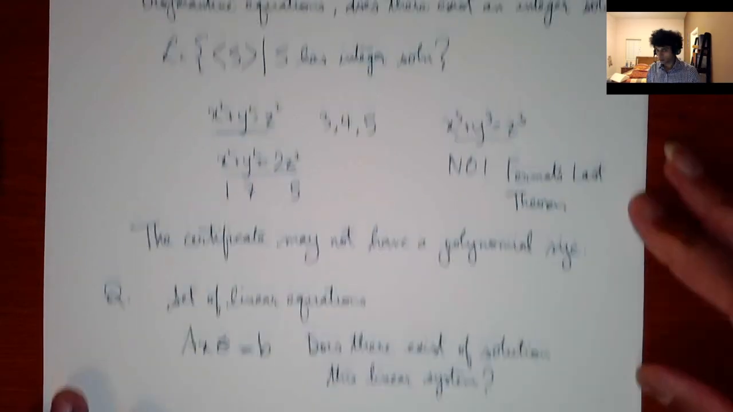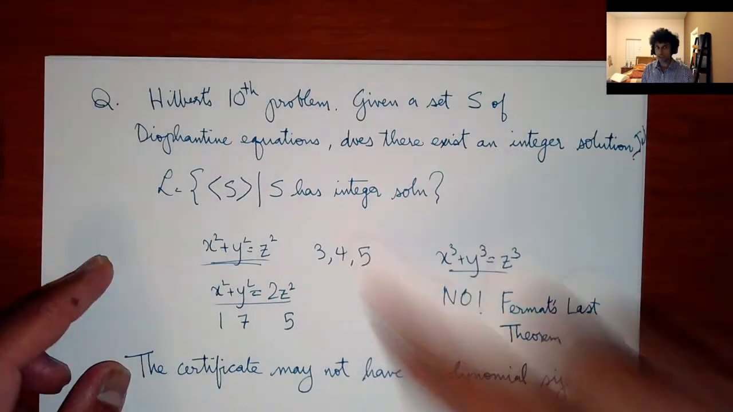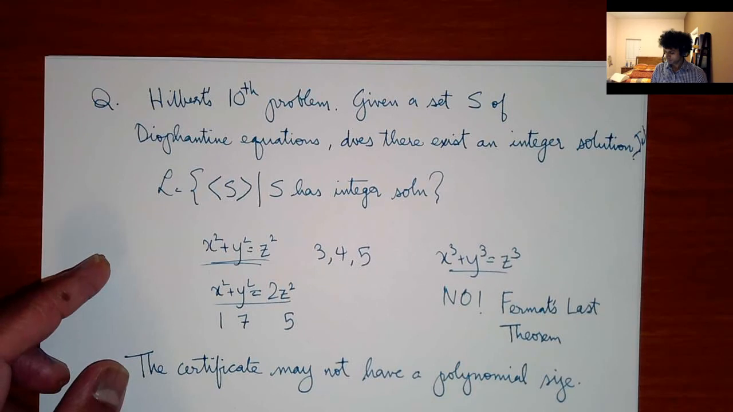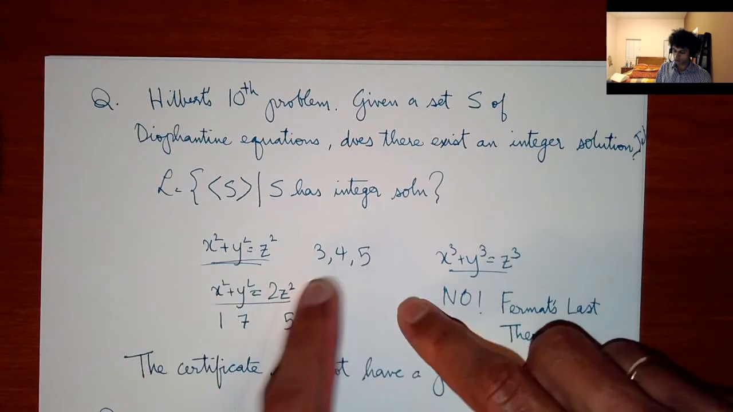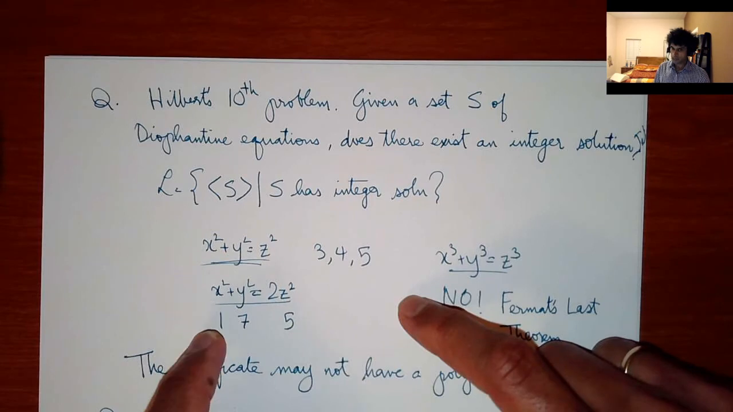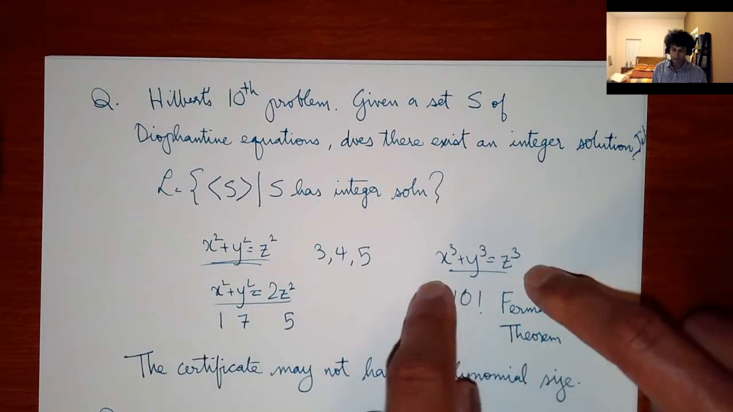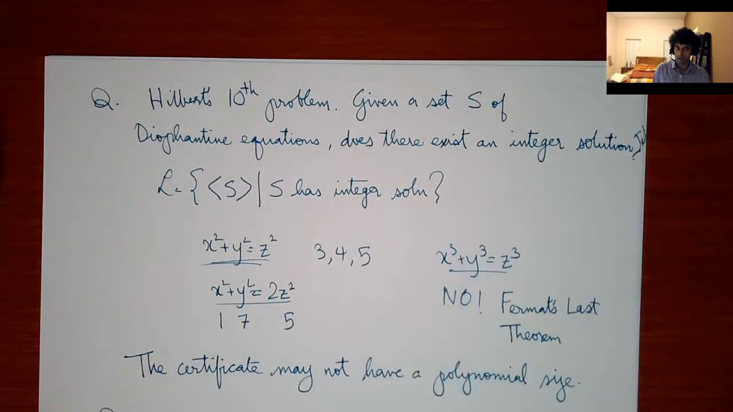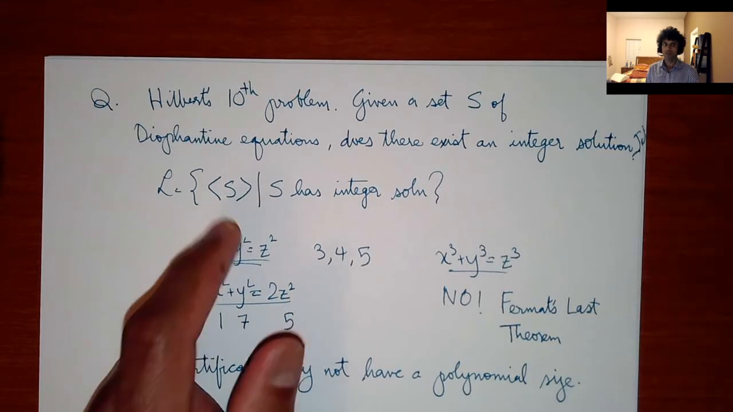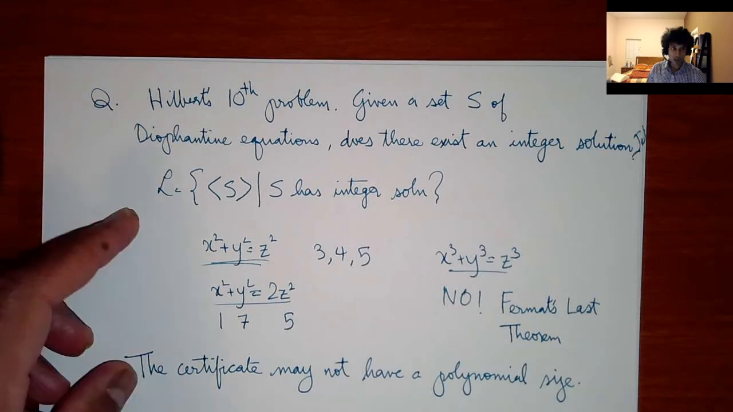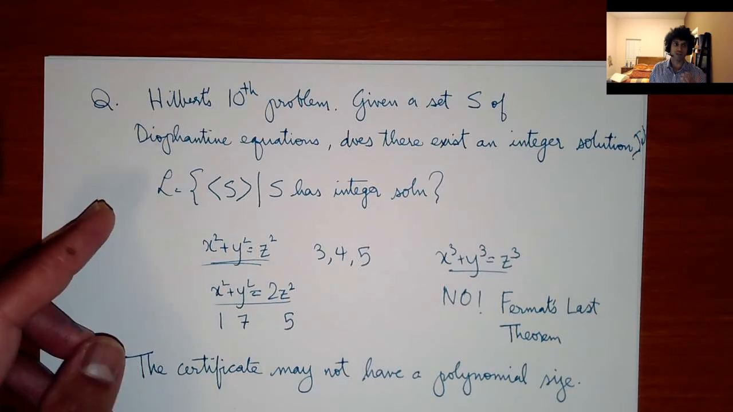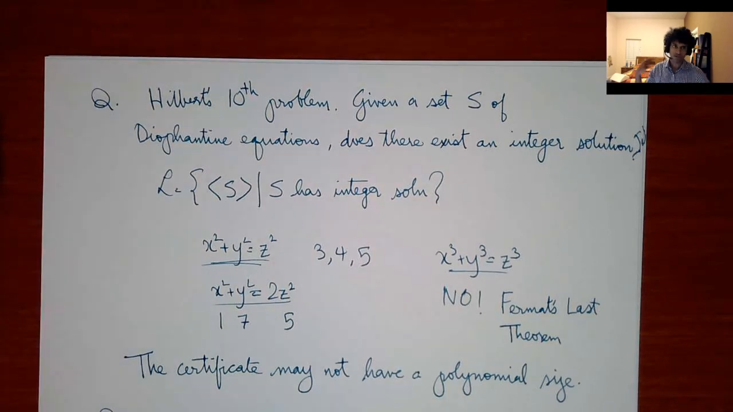In the previous one, the certificate would be the integer solution, the integers that satisfy the equation. For example, the certificate is 3, 4, 5 for the first, and x equals 1, y equals 7, z equals 5 for the second. For the cubic one, there exists no certificate. So it satisfies the NP-type conditions: whenever it's in the language, there is a certificate, and when it's not, there is none. The problem is that a certificate might not have polynomial size, and that's why this language is not in NP. It's been proven undecidable, so it's way beyond NP. Does that make sense? The certificate is the solution.